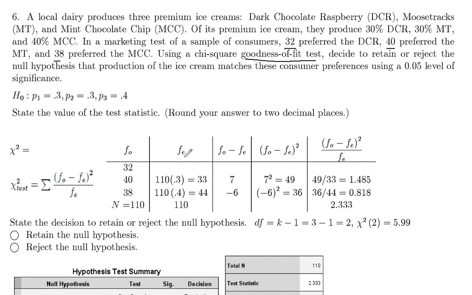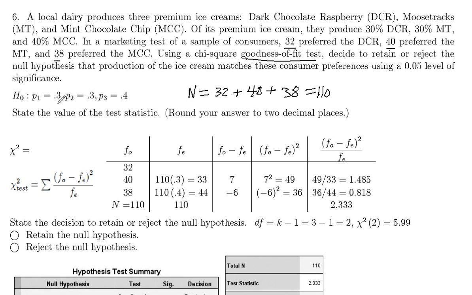And then for the next step, we're going to figure the expected frequency. So to get the expected frequency, our total sample size, capital N, is equal to, we surveyed 32 people that liked the raspberry, and then there were 40 more that liked the Moose Tracks, and then there were 38 more that liked the mint chocolate chip, and that's a total of 110. So that's our total sample size.